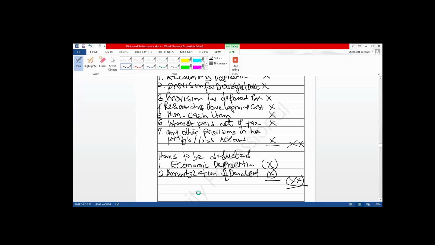Then you are going to get your NOPAT. This is how to calculate your NOPAT. Next.